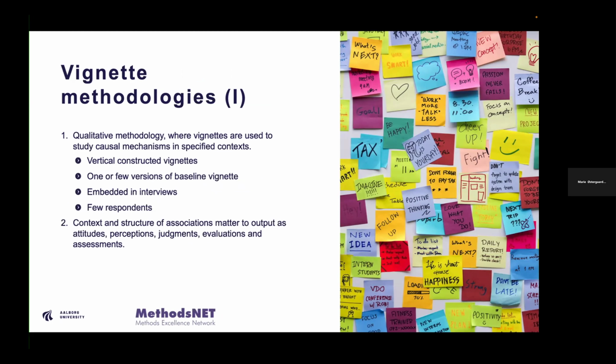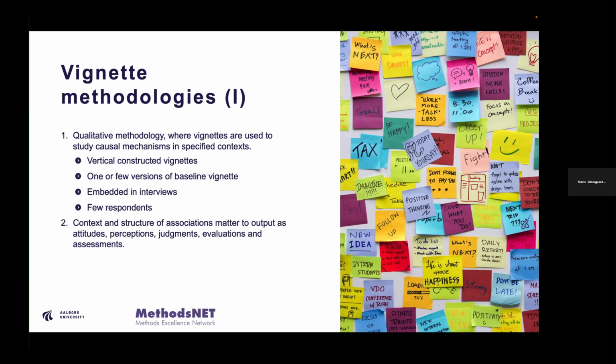So one thing is to think about vignettes as a method, as a concrete tool that you integrate into your research design. Another thing is to think about what kind of methodology the use of vignettes implies. As I said earlier, vignettes are used both in quant and qual. To start with the qualitative methodology, what we see very often is that vignettes are used to study causal mechanisms in very specific contexts.